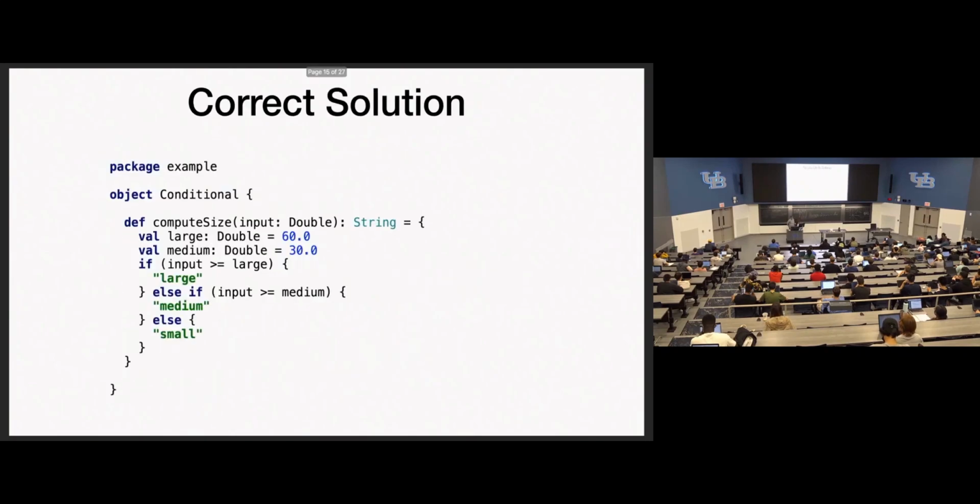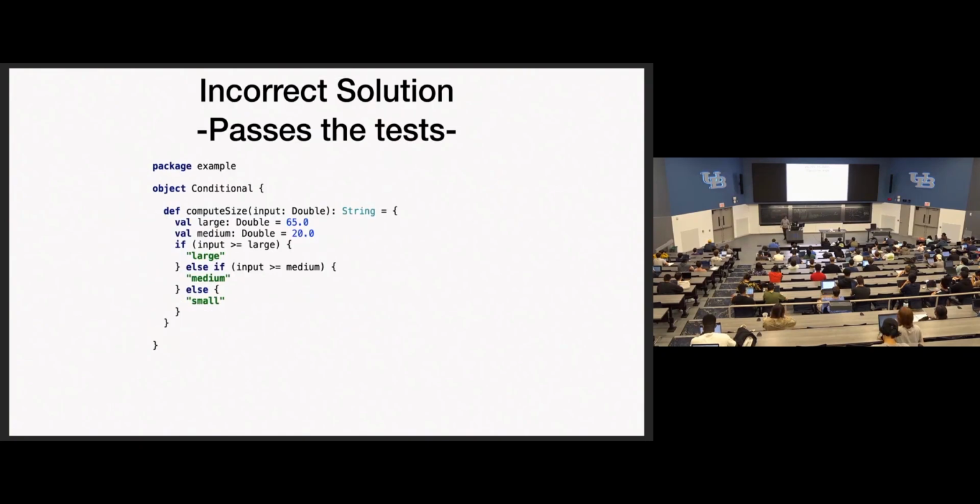So here's an example of the correct solution. Here's a reminder of the correct solution. Our boundaries are 60 and 30. And here's another implementation of this code with boundaries of 65 and 20. This is wrong. This is an incorrect solution. But when we run our test suite on this code, that test suite's going to be like, hey, everything's good. We're happy here. Because we didn't test close to the boundaries to catch these kinds of errors.